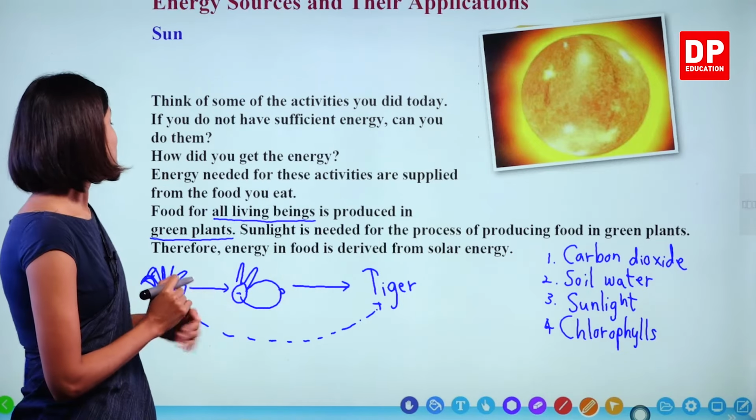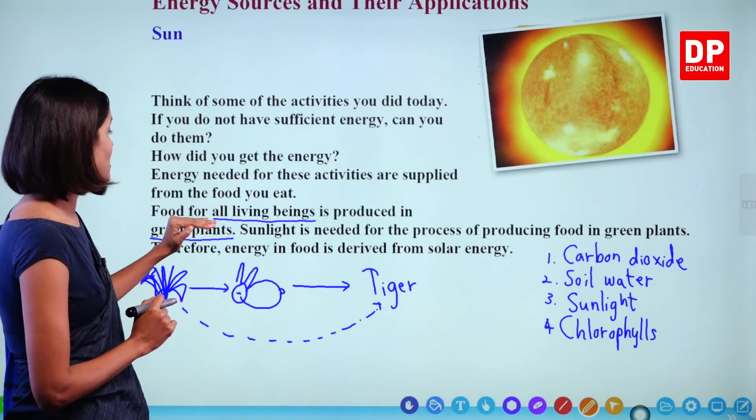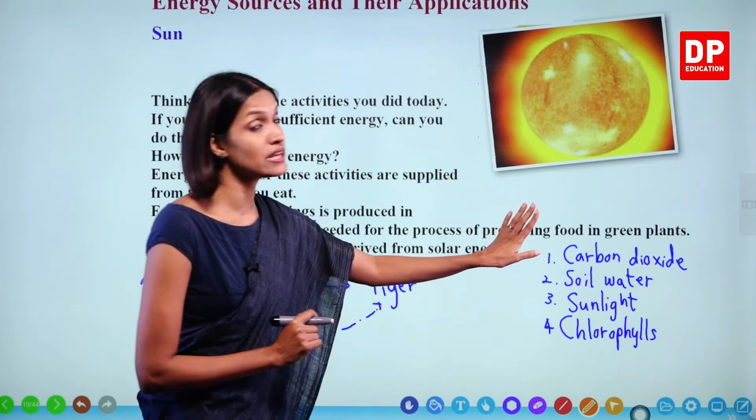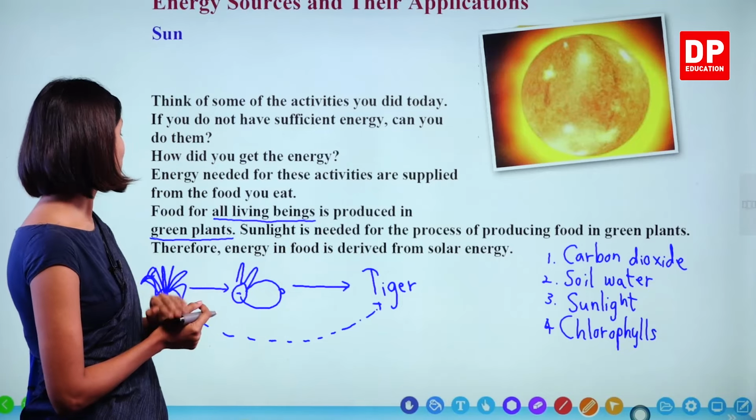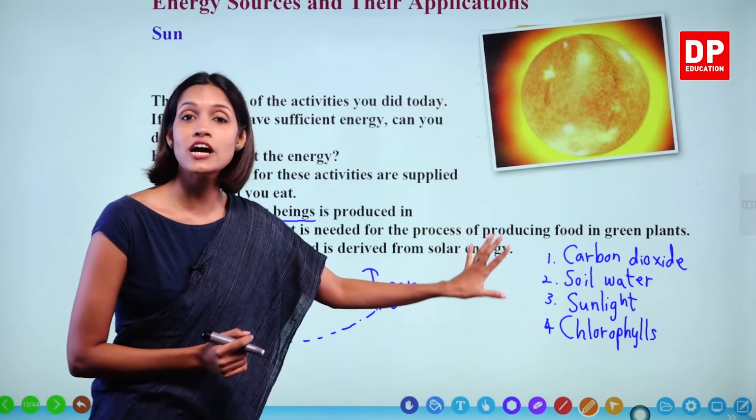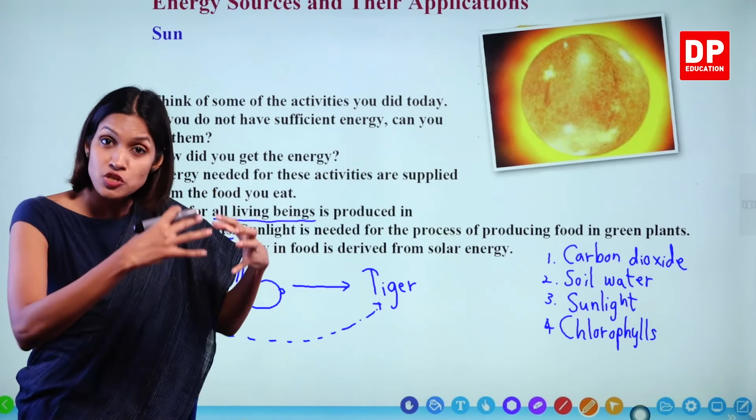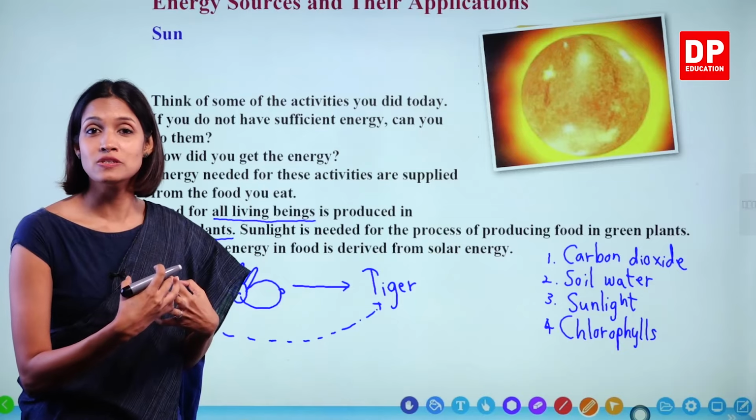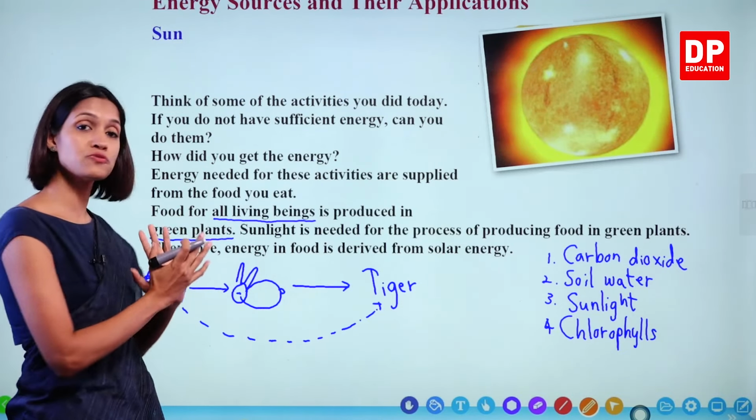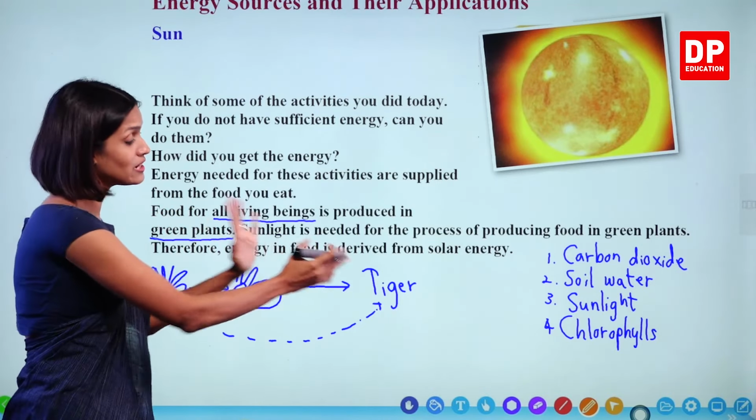Okay, children. So that is why it says food for all living beings is produced in green plants. Sunlight is needed for the process of producing food in green plants. It's very clear now. Therefore, energy in food is derived from solar energy, right? Energy present in food is actually gained from solar energy, because solar energy is absorbed by the plants and plants produce food. That food is consumed by the animals directly or indirectly.